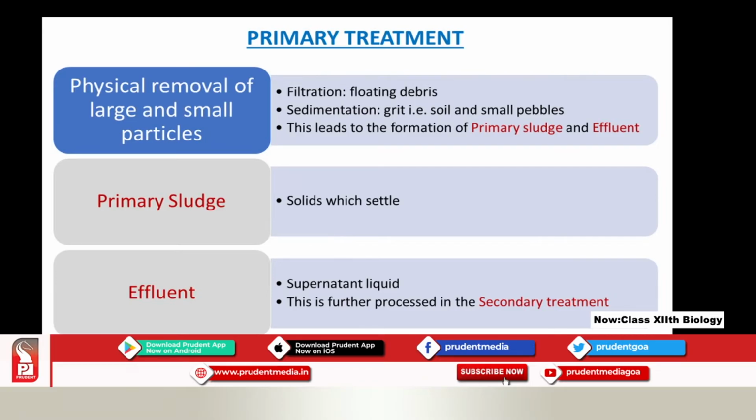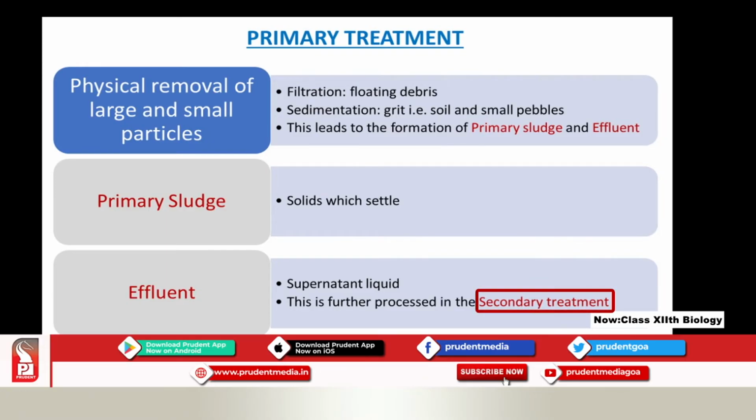Now, here once again I have given primary sludge are solids which settle. You can make a note on your textbook with the pencil. Please make a note on your textbook with the pencil. Primary sludge is solids which settle. This can again be a question in the Goa board, or we can ask in the medical entrance. Here effluent, I have already given it to you, is supernatant liquid, and this is further processed in secondary treatment.